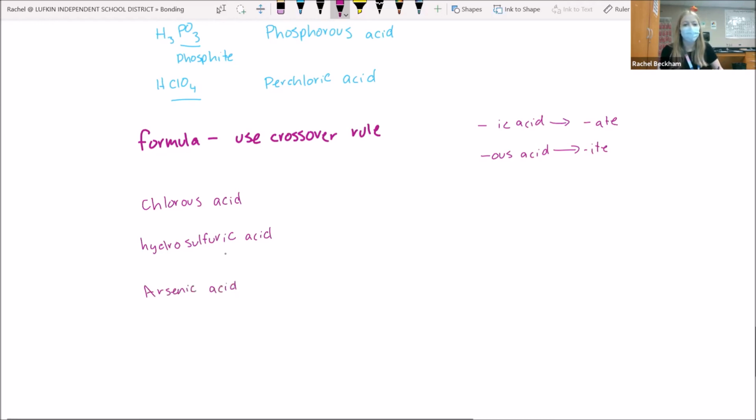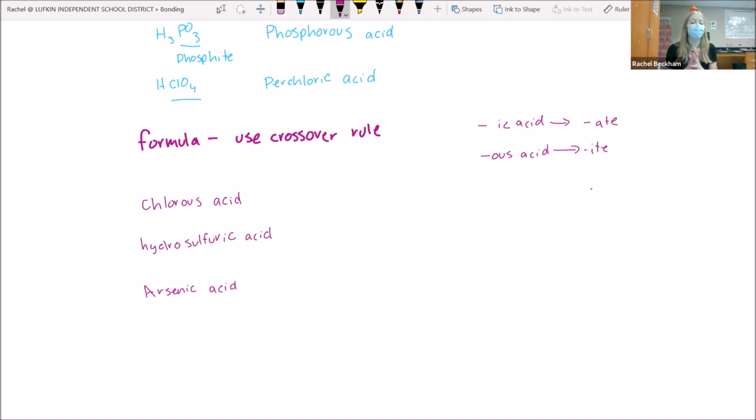Okay, so now you're working backwards. You're trying to find the formula for it. Remember that you use H. H is going to be the first part of it, and you cross over the charges, and you've got to figure out the original polyatomic ion. So I assume everybody's got their ion sheet. I'm going to give you guys like 5 minutes to try.